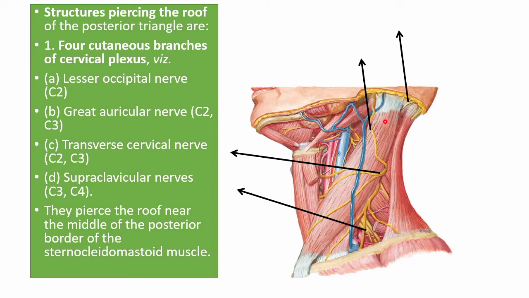The upper part of the posterior triangle is supplied by the lesser occipital and greater auricular nerves. The middle part of the posterior triangle is supplied by the transcervical nerve. The skin over the lower part of the posterior triangle of the neck is supplied by the supraclavicular nerves.